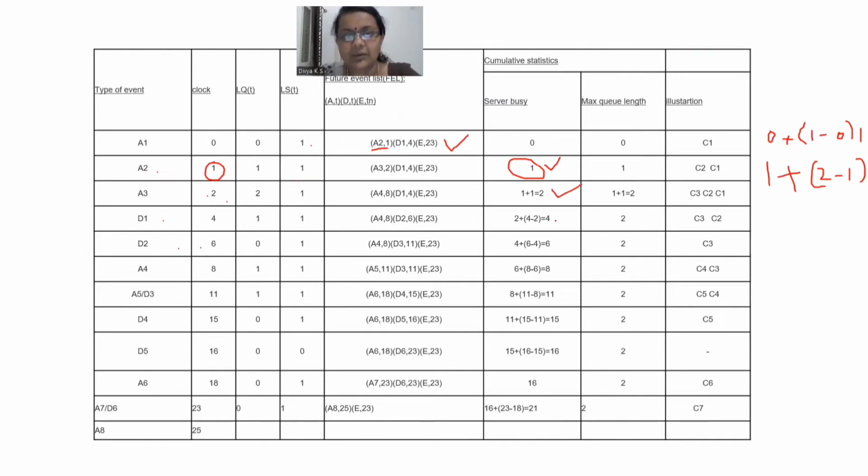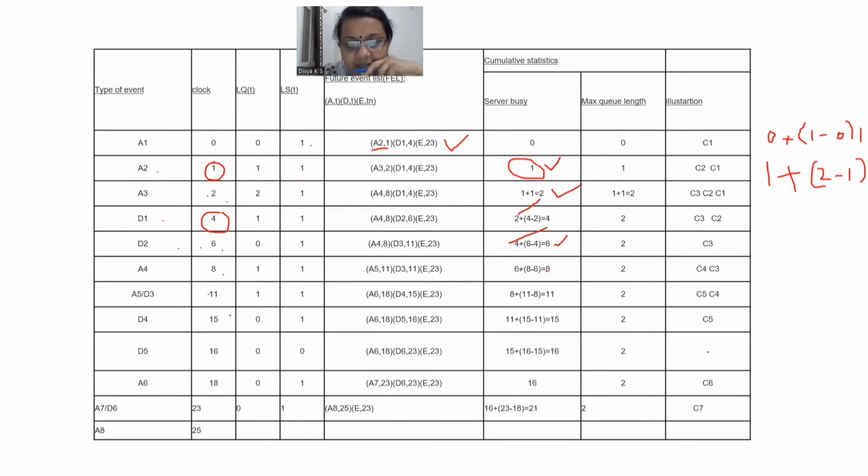Now it is understood, right? Next again, previous server busy value plus clock 4, 4 minus previous server busy value 2, so 4. Okay, now again this one, 4 plus 6 minus 4, 6. And again here, 8. Previous server busy value 6 plus current clock 8 minus 6, 8. Next value, 8 plus 11 minus 8, 11.